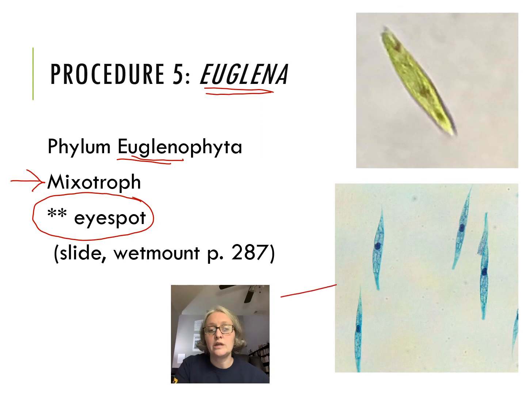You are going to look at a slide of them. The slide is stained, so they're going to appear blue. It's hard to see their flagella in the slide, but they do have a flagella that they use for motility. You'll also get to try to look at a wet mount of these. They move very quickly. You may have to keep it at a lower magnification so that you can catch one.